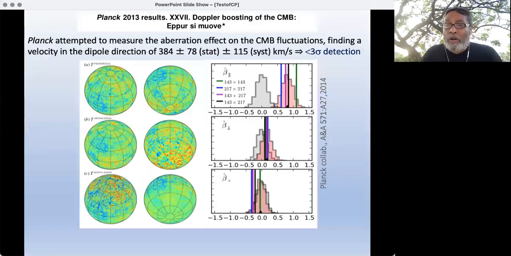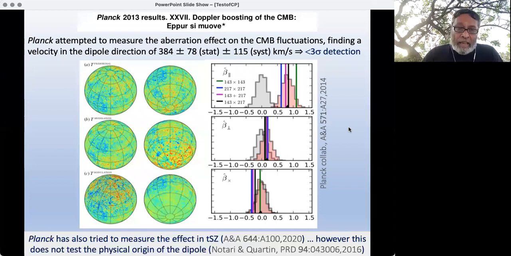Let me finish, because I really am running out of time, by saying that people may believe that Planck has actually confirmed the kinematic origin of the CMB dipole. And they did publish a paper with a rather nice title, Eppur si muove, in which they try to detect the effect of this aberration on the higher multipoles. You see, when you have a boost, you break statistical isotropy explicitly. So you induce correlations between the higher multipoles, and they look for this effect. And in one direction, they do see a possible departure from the null hypothesis, not in the orthogonal ones. But as you can tell from what they measured, this detection is less than 3 sigma. Their uncertainties are just too large.